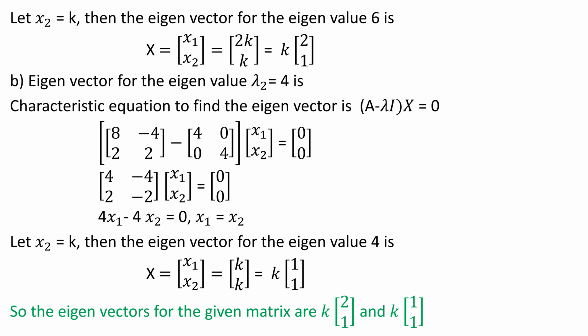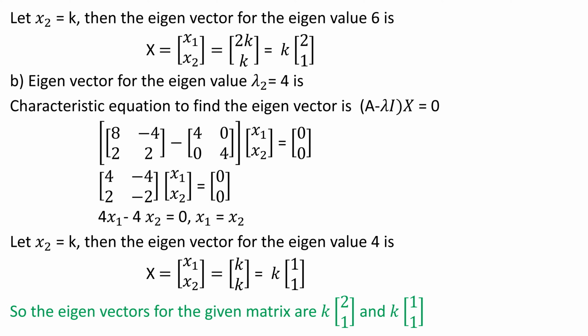So if we subtract A minus lambda I, we will get 8 minus 4, which is 4, minus 4 minus 0, which is minus 4, 2 minus 0, which is 2, 2 minus 4, which is minus 2, into [x1; x2] is equal to [0; 0]. So 4x1 minus 4x2 is equal to 0, that is nothing but x1 is equal to x2. Now let us take x2 is equal to k, then the eigenvector for the eigenvalue 4 is x is equal to [x1; x2], that is [k; k]. If I bring the k factor outside, that will be k into [1; 1].